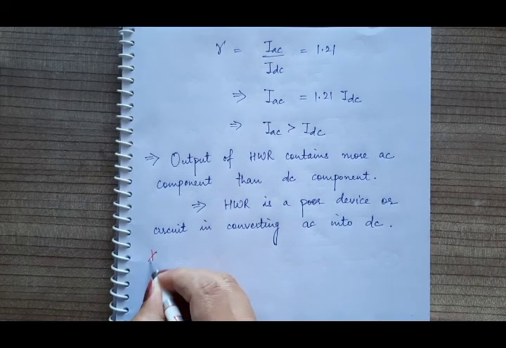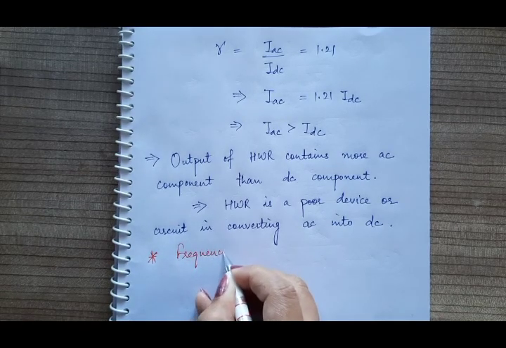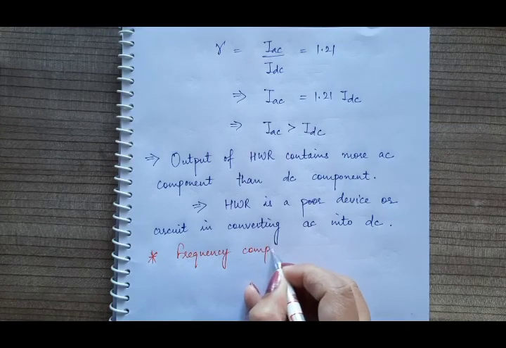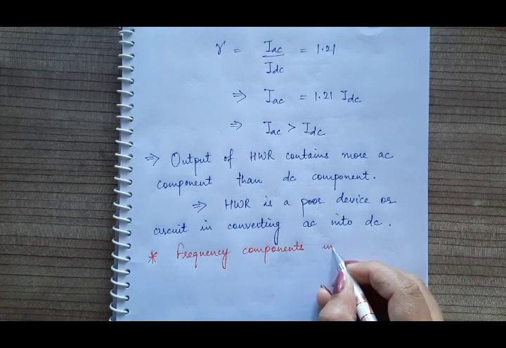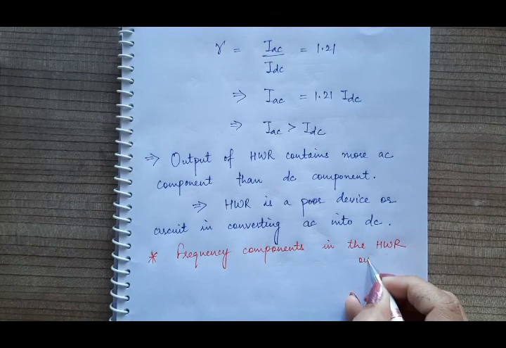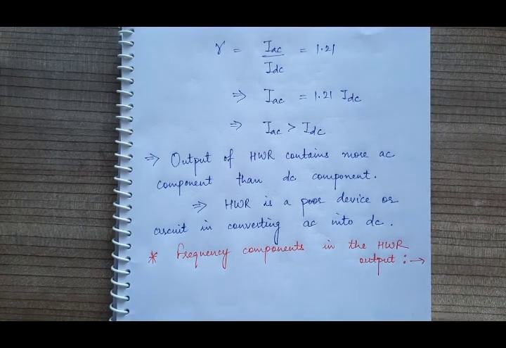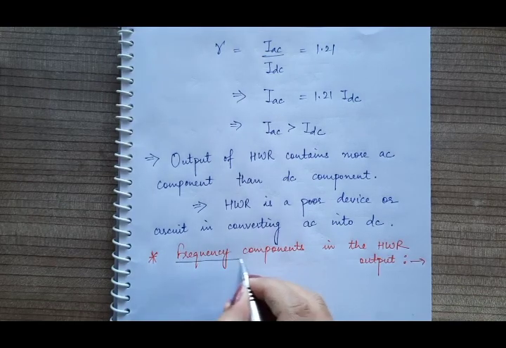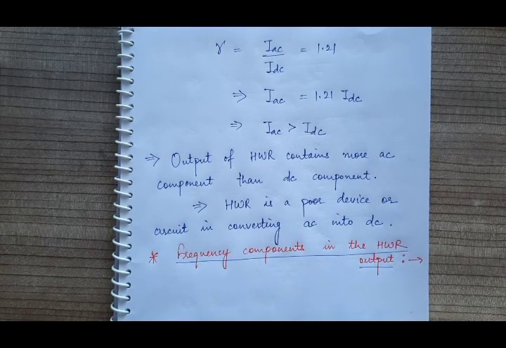So next is frequency components. Frequency components means AC components in the half wave rectifier output. What type of AC components are present in the output of the half wave rectifier? And AC components will have particular frequency, that's why they are also known as frequency components in the output of the half wave rectifier.